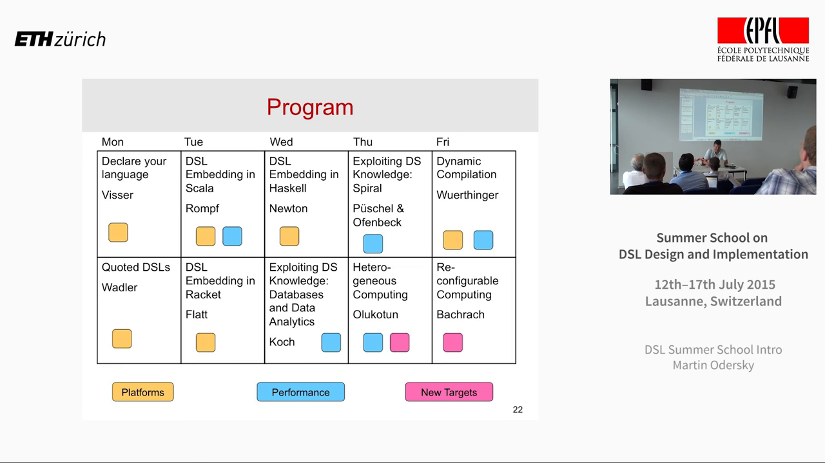Okay, DSL embedding in Haskell. So all these things are platform talks. Then we have a talk by Christoph on exploiting domain-specific knowledge for databases and data analytics. And Christoph, I think you argue that's about both performance and new targets. Would that be right? Mostly performance. Mostly performance? Okay. Then we have Spiral by Markus and Georg, and that's about performance.